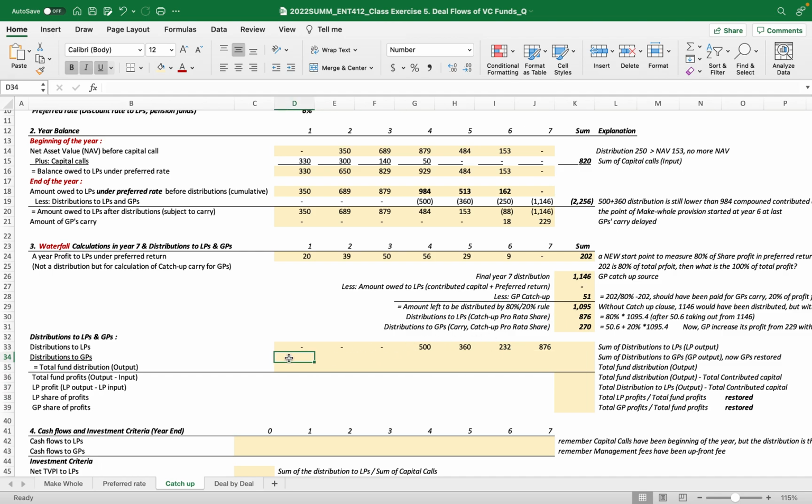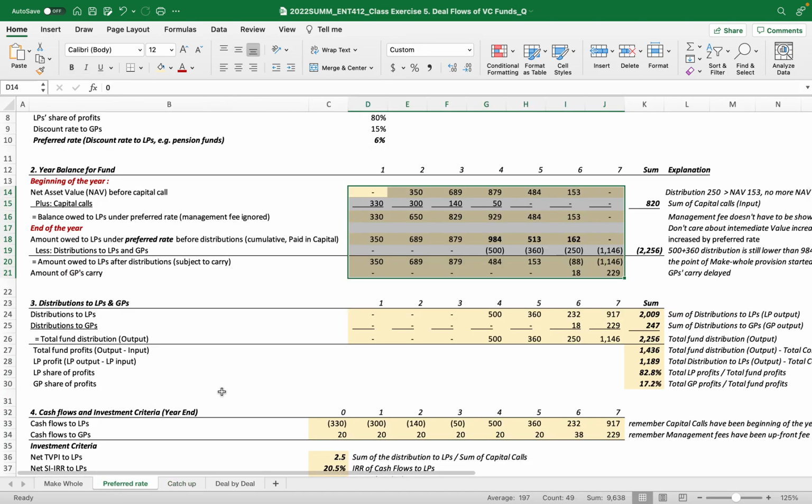Next, the distribution to the GP. Let's put it here, and then let's drag to the right. 18, right? 229? No, we recovered 51, right? 51. So we have to put this number here. That's correct, right? And then what is the sum of this distribution? That must be 1969. 1969, I guess.